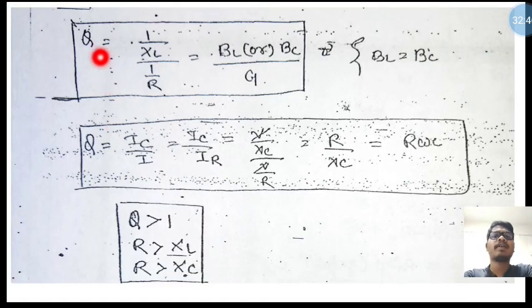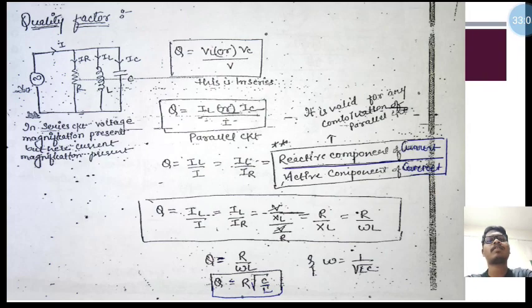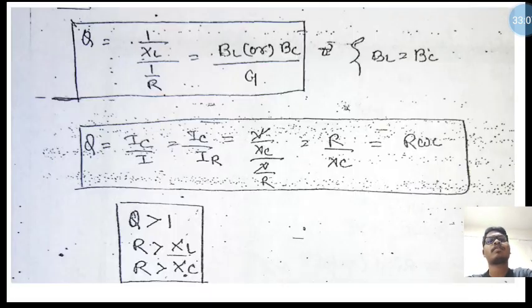And the quality factor Q is equal to 1 divided by XL or XC for the capacitance element. Okay, so BC, that is susceptance across the inductance or capacitance divided by G, that is conductance, and quality factor is equal to IC divided by the total. Okay, whatever we have discussed here, so we can conclude here.